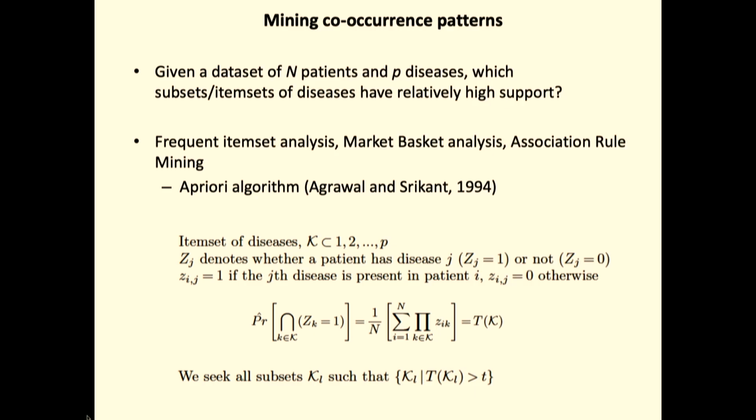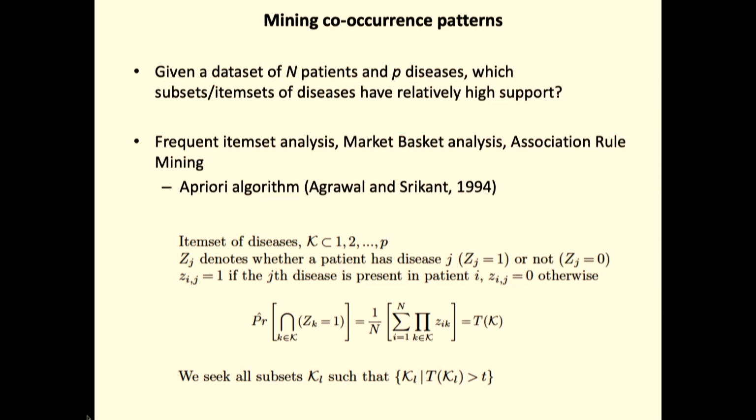And so that's basically just some subset of the P diseases. And what we have here is telling us, what is the support of that subset? How many patients in that data set have that subset of diseases? So that is T_K, the support. It is essentially a probability estimate based on that data set. So what we're interested in is all subsets such that the support value is higher than some predetermined threshold T that we consider to be high enough.